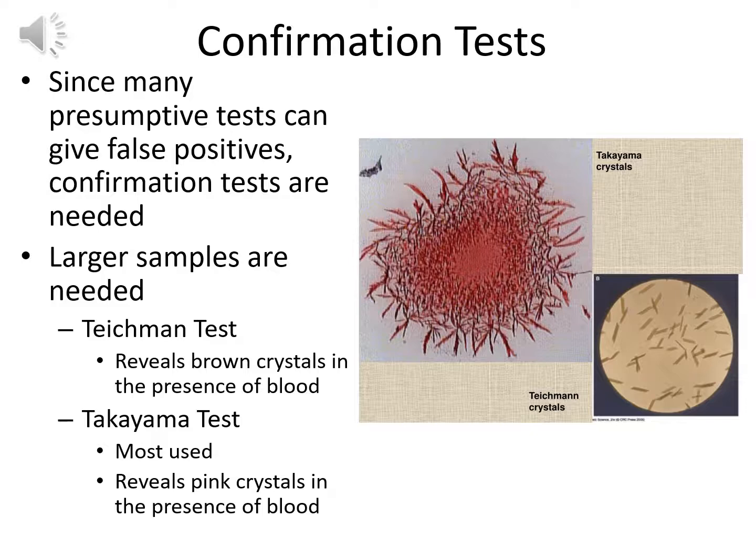So the Teichmann test reveals brown crystals in the presence of blood, so that would be evidence that you do indeed have blood. And again, the presumptive test may give false positives, but the Teichmann test should not. The Takayama test is the more common. It's the most commonly used confirmatory test. It's an update to the Teichmann test, and it reveals pink crystals in the presence of blood. And again, these tests have high confidence. So if they give these results, then you are definitely dealing with blood. You don't have to worry about false positives here, and that can be reassuring to a jury if you're presenting blood evidence.